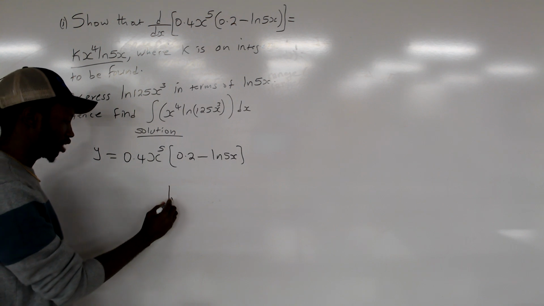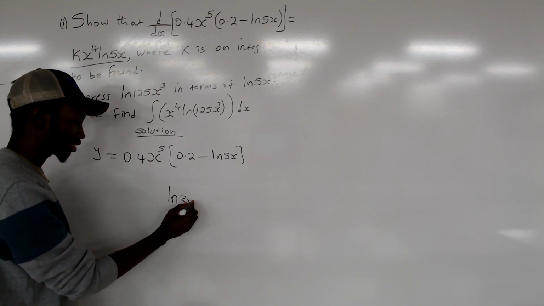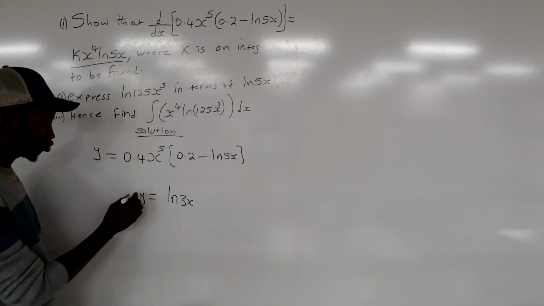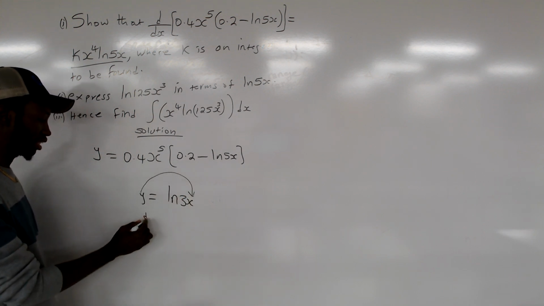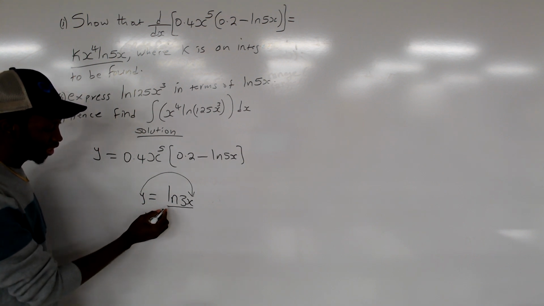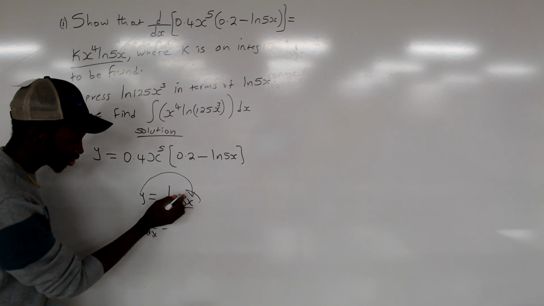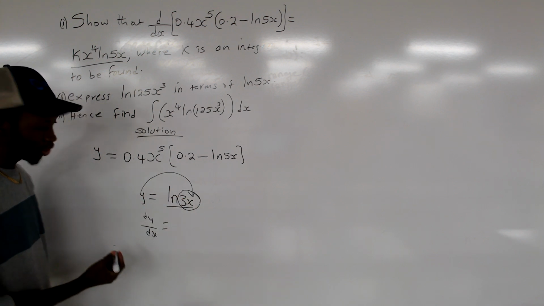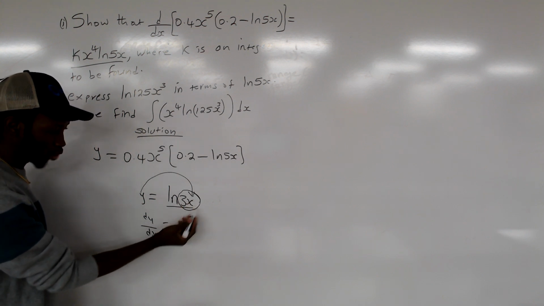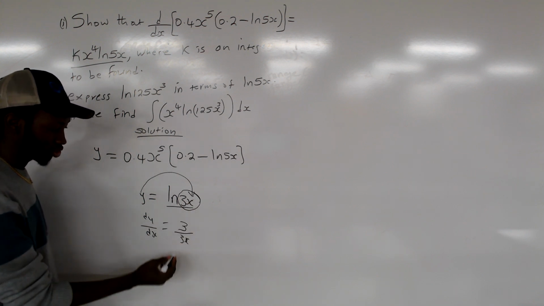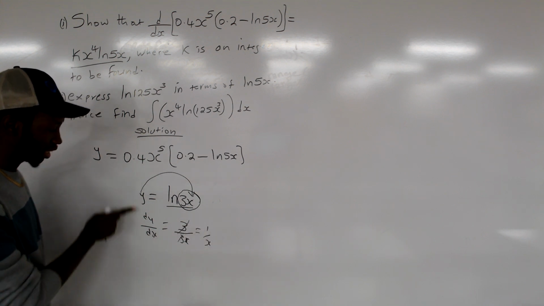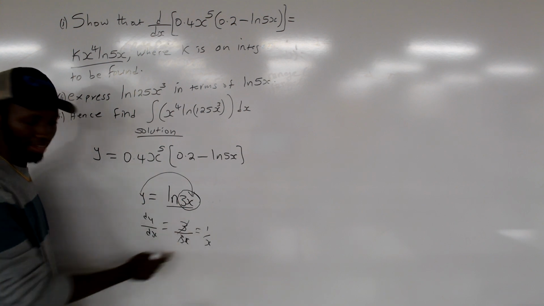For example, let's say y = ln 3x. If we differentiate y with respect to x, we get dy/dx. Anytime you differentiate a ln function, you differentiate the function given. Differentiating 3x gives 3, and you write it over the original, 3x. So the 3 cancels the 3, and you have 1 over x. So the derivative of ln 3x is 1 over x.